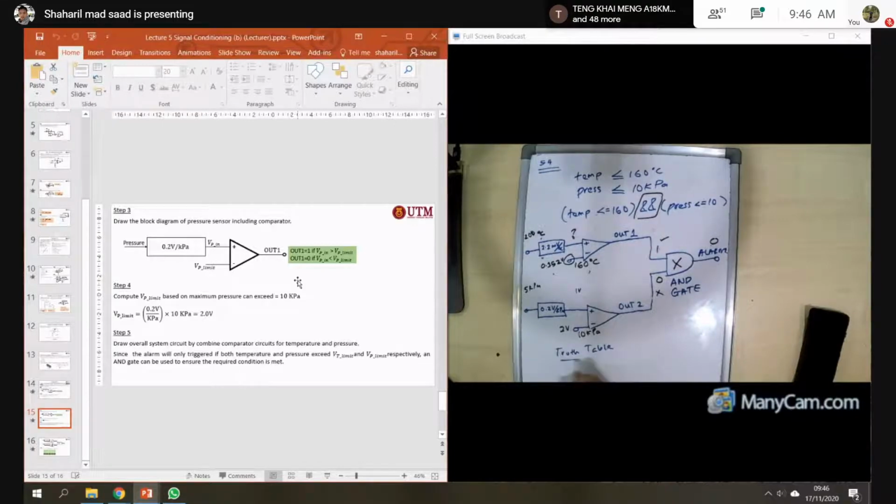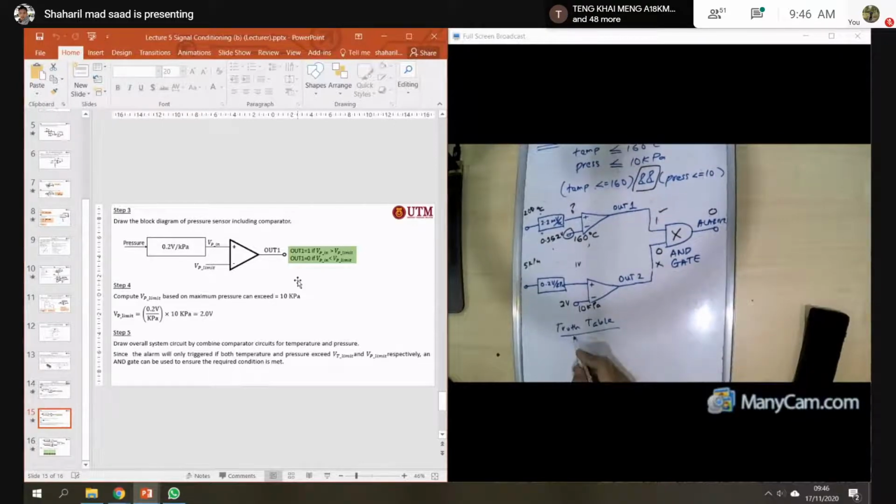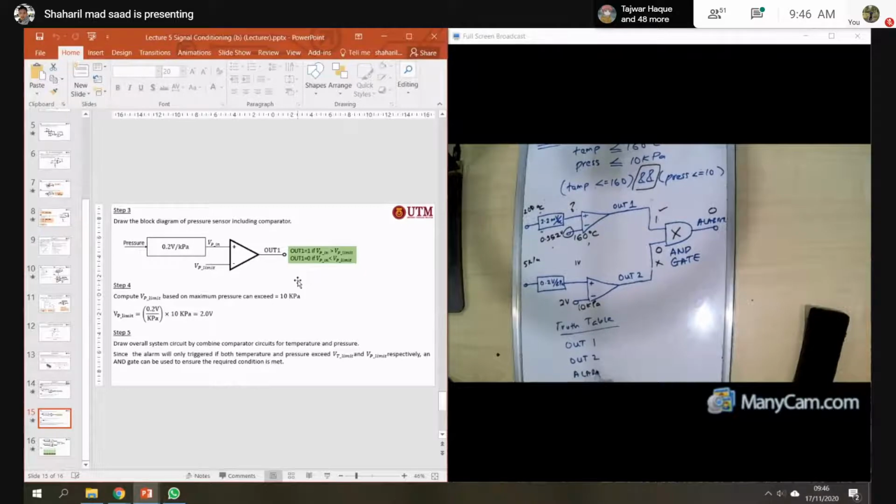The truth table. What is the truth table? It shows you the conditions, or possibilities, of your alarm system. For example, output 1 you got 0 and output 2 you also got 0. So what happened to your alarm? 0 times 0 you got 0. Then output 1 you got 1, output 2 you got 0. So 1 times 0, the alarm will not be triggered.